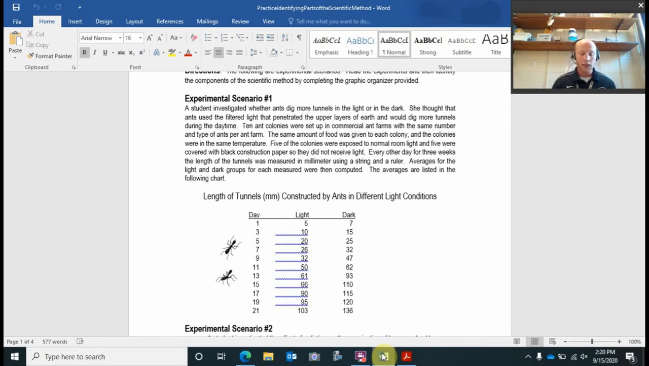So all we did in class today was dive into two of these experimental scenarios, and then at the end of class, I gave the kids time to work on the third scenario with the compost and turn that in as teams. Or that's what you guys are going to do. They're turning it in person. But anyways, let's go over experimental scenario number 1, okay?